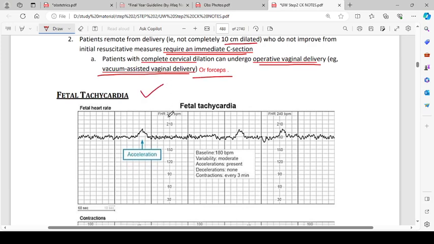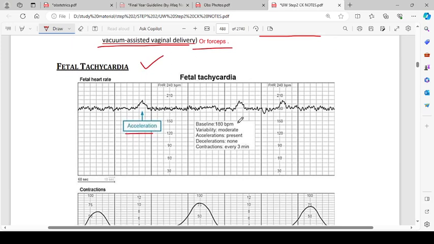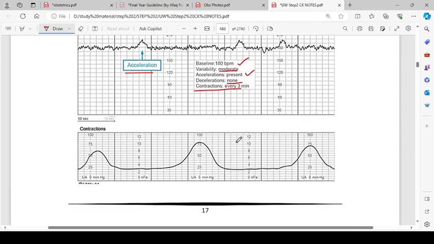This is fetal tachycardia. As you can see, there are accelerations and the baseline is 180 beats per minute. Variability is moderate. Accelerations are present. Decelerations are not there, and contractions are there every 3 minutes. So these are the contractions which are happening every 3 minutes.